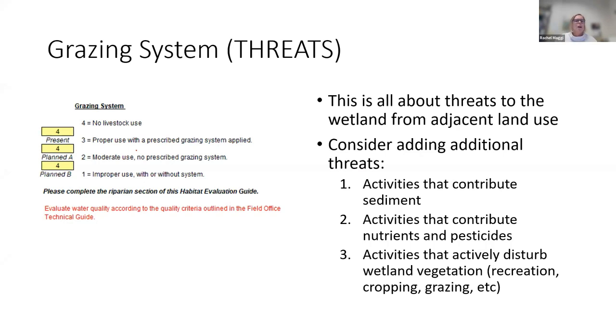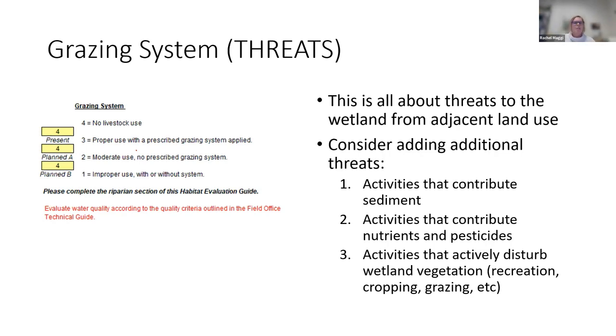And I wanted to draw your attention here to where it says evaluate water quality according to the quality criteria outlined in the Field Office Technical Guide. I wanted to expand on that section for a moment, because I think it's going to give you potential specific tools to add into this last evaluation element, which is really threats. Grazing is just one of those.